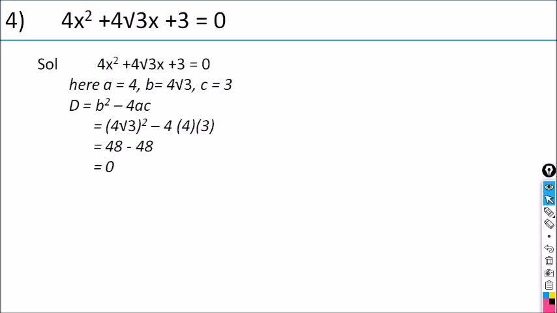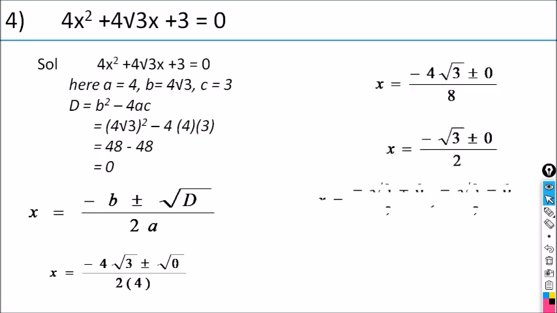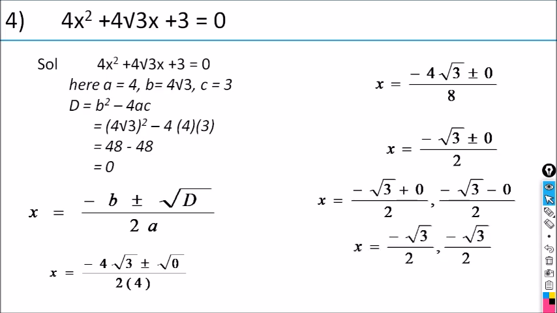Let us see what type of roots we'll get. Let us apply the formula. After applying the formula, we have minus 4 root 3 upon 2 into 4 plus minus root 0. Square root of 0 is 0 again. So I am considering two cases here, one with the positive sign and second with the negative sign. By simplifying this, we get the roots minus root 3 by 2 and minus root 3 by 2. So here we get two roots and both are equal roots. So from here, a simple observation: if the value of D is 0, we will have equal roots.